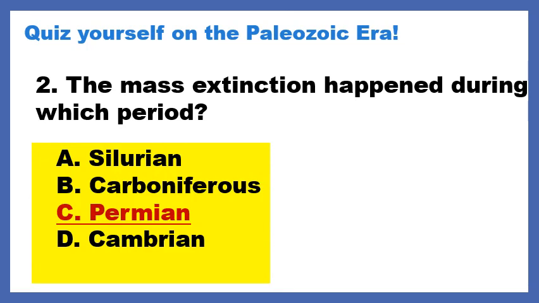We have a mass extinction. It won't be our first mass extinction of the Earth. It probably won't be our last. Probably going to have another one real soon with the way global warming is going. All right, but the first one is the Permian.